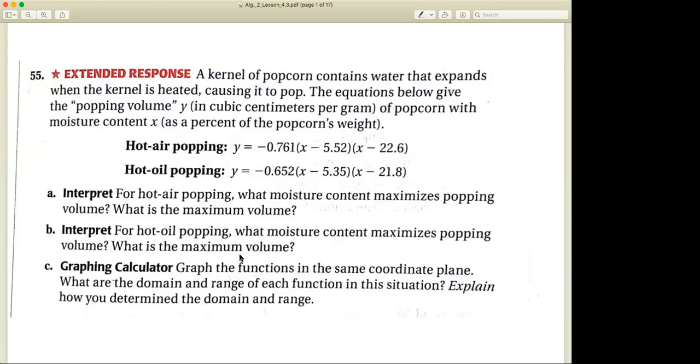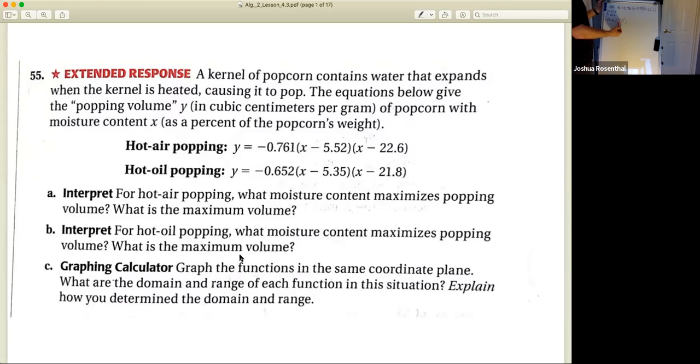Okay. And then the maximum volume is this, 55.5 cubic centimeters per gram is going to be the maximum volume. And so this is for hot air popping. Now for hot oil popping, what moisture content? Same question. Okay, so here we go. Do the same thing down here. Hot oil popping.